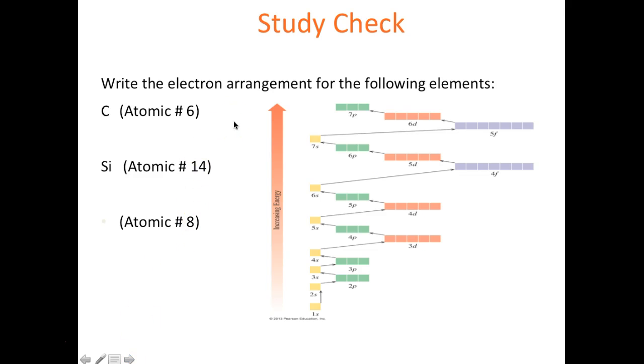Okay, write the electron arrangements for the following. Carbon, atomic number 6. So that's 1s2, 2s2, 2p2. Silicon, atomic number 14. And that's 1s2, 2s2, 2p6, 3s2. So that's 12, and 3p2. Okay. Atomic number 8, which would be oxygen, 1s2, 2s2, and that's 4, and 2p4.